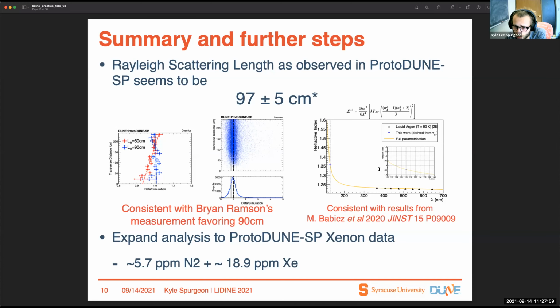And then also another group measured the group velocity of photons in liquid argon. And then from there, you can do this calculation to get the Rayleigh scattering, and they measured something like 99 centimeters. And there's also agreement there. And then the big next step is to expand this analysis to the ProtoDUNE single phase xenon-doped data, which has something like 5.7 ppm of nitrogen in it, and then almost 19 ppm of xenon. But as I said, you'll hear more about that doping process in the next talk.